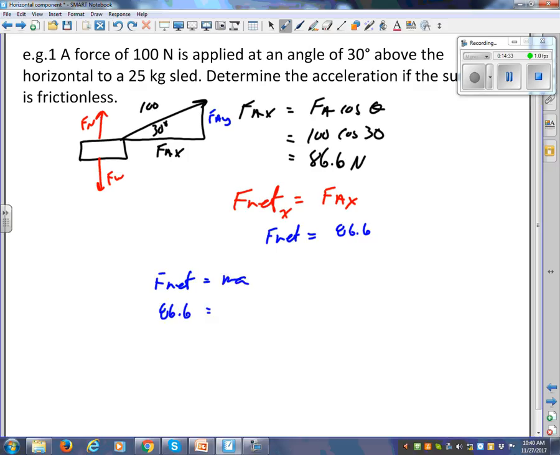86.6, the mass is 25, and that's where it comes into play. And how do you solve that? 86.6 is equal to 25A. You have to get rid of the times by 25, so you're going to divide both sides by 25, and your acceleration is going to be 86.6 divided by 25. We'll say 3.5 meters per second squared sideways. Two steps.